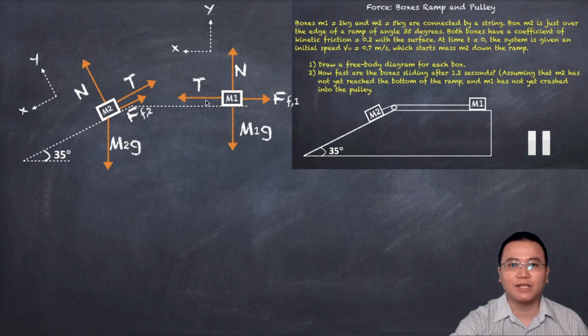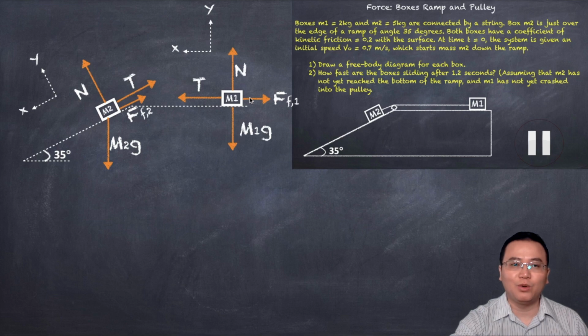We have mass 1 resting on the surface. Therefore we have a force of gravity pulling straight downward, represented by m1g. We have a normal force which is perpendicular to the surface, pointing straight upward. The magnitude of the normal force should equal the magnitude of the force of gravity. Otherwise this box will accelerate through the surface. But that is not happening, so it balances out and is equal to 0.